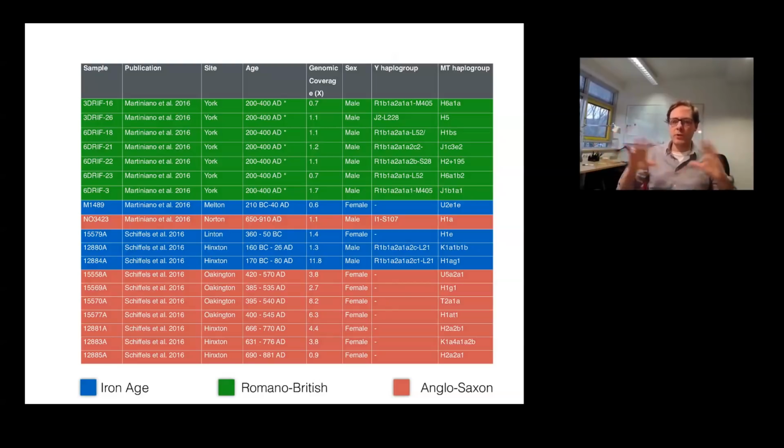So we reconstructed full human genomes. Here I highlight this column here, which gives the genomic coverage, which is the average times that you cover a certain genomic position with an ancient read. And you see that for most of these British samples, for these Romano-British samples, it's about 1x. That was the other study. We had a little bit higher coverage, going all the way up to 12x. So very nice data actually.